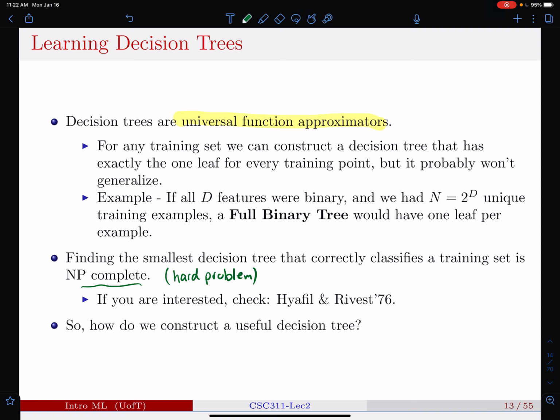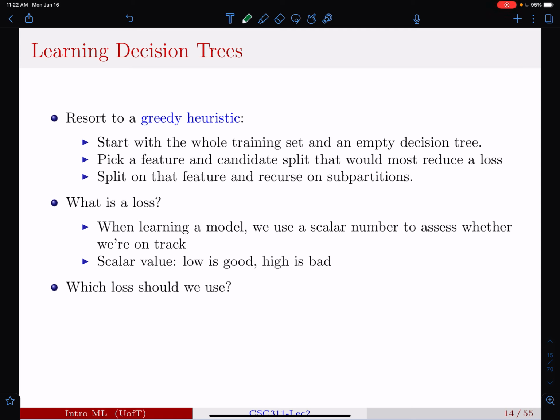So the natural question is, how do we actually go about constructing a useful decision tree, which will be the bulk of the lecture. The typical thing we actually do is we resort to something called a greedy heuristic. This is something you've probably heard about before, which is saying that rather than try to figure out what the whole tree is all at once, we just try to make the best decision at every possible layer. And then after we make that decision, we make our splits, and then we make another decision. So at each step along the way, we have some metric that we're measuring, and then we make the best possible choice for that metric.